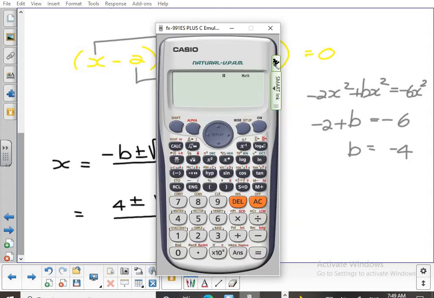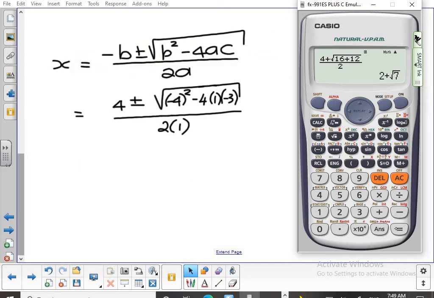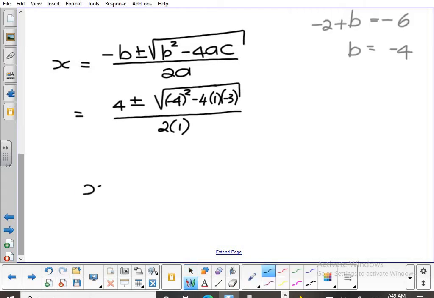So I'm going to take my calculator and type that in. I get 4 plus the root of, I know that's going to become 16, and that's going to become plus 12. Plus 4 times 1 times 3, and everything is over 2 times 1 is 2. I get that, which is 2 plus the root of 7. So I get x is equal to 2 plus the root of 7.